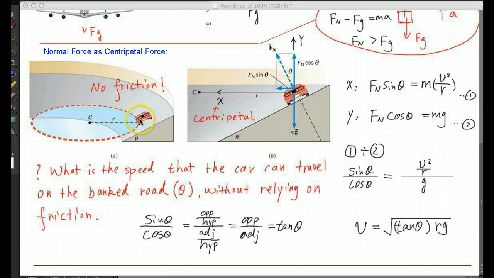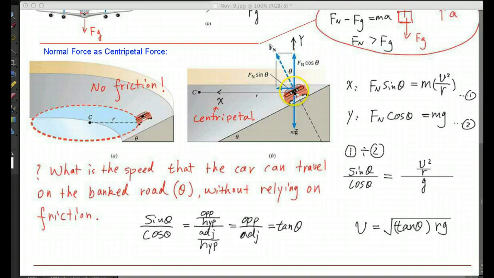When the car is traveling along this circular path, it has a radius of r, so the C is the center. And then if you look closer and take the front view, we're going to have this graph. Center is here. The car has two forces acting on it. One is the gravity mg, and the other one is the normal force along this way, perpendicular to the slope. Then we resolve into the components.